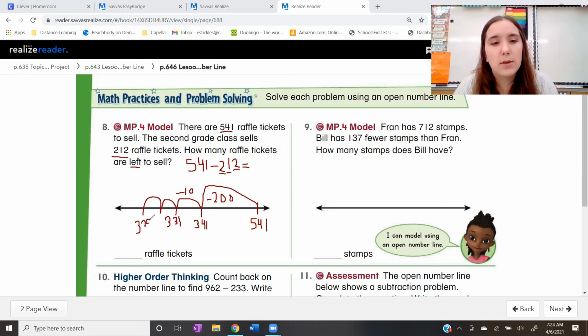And I'm going to go back and label these right here. So 330. It can be kind of squishy, but as long as you're being careful with your work, that's all that matters. So my answer is 329. Great job.